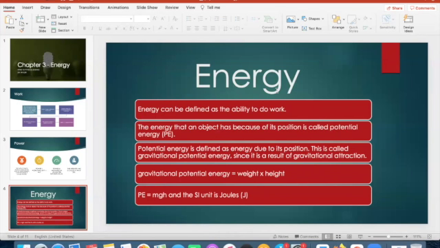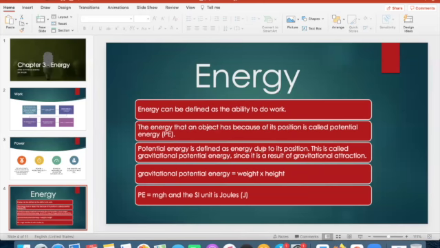Next slide talks about energy. And energy is defined as the ability to do work, which makes sense. The more energy you have, the more work you are able to do. The less energy you have, the less work you're able to do. Energy that an object has due to its position, that's what we call potential energy.